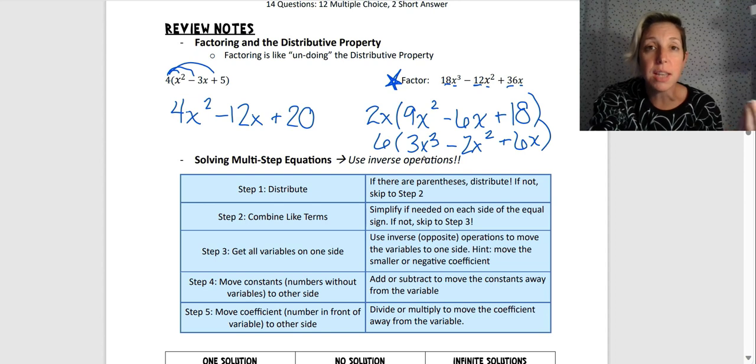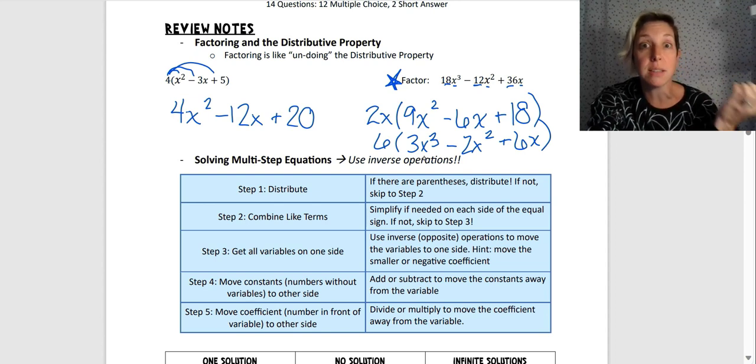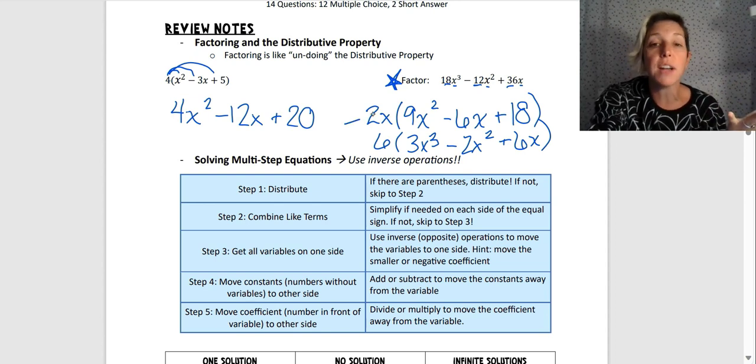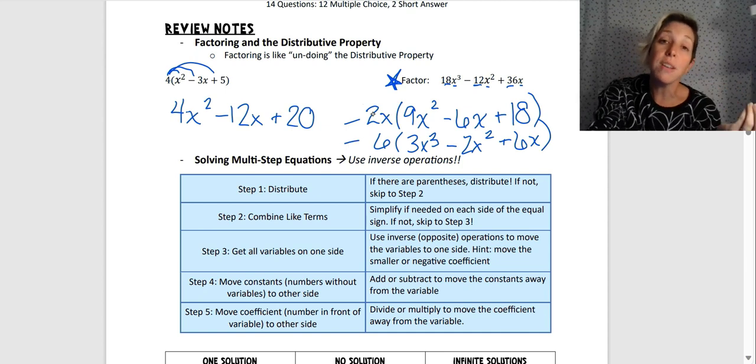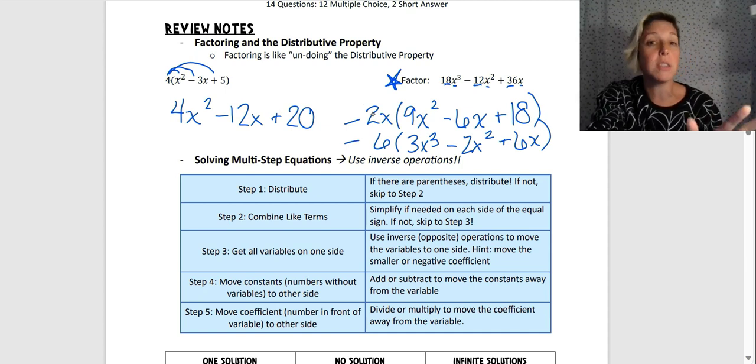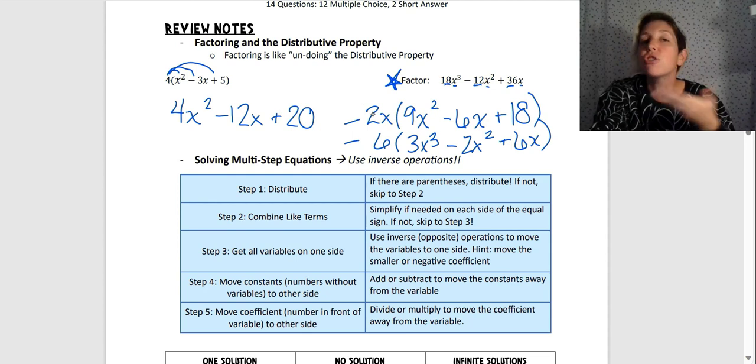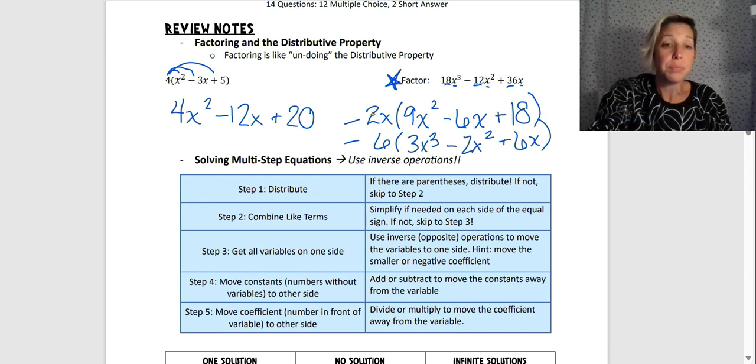Unless the instructions say factor by the greatest common factor, you can factor using either one of these. So one of your essay questions is going to ask you what's a different way that you can factor it. This is an example of that. I'm factoring it in 2 different ways. You're just looking for a number or variable that goes into everything.